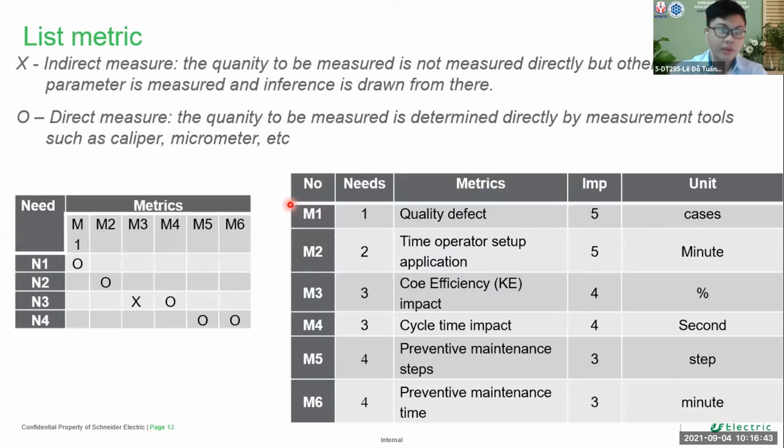Based on those requirements, we built a system metric list, which includes quality defect, setup time, coefficient impact, cycle time impact, preventive maintenance step, and preventive maintenance time. Time objects will be measured directly by stopwatch, and the other parameters such as coefficient and effective quantity will be checked from historical data, and there will be an activity list to count the maintenance steps.